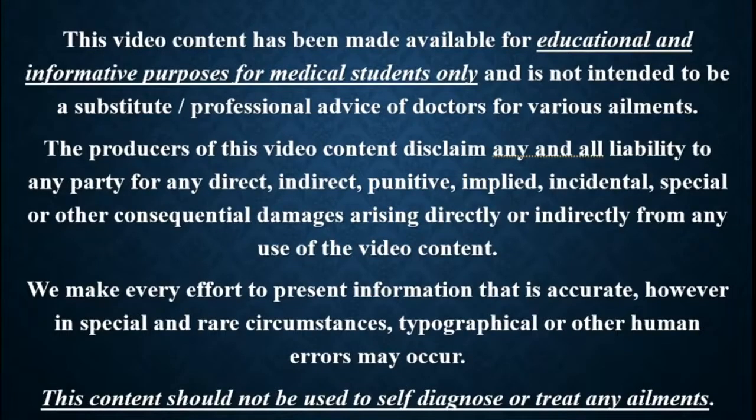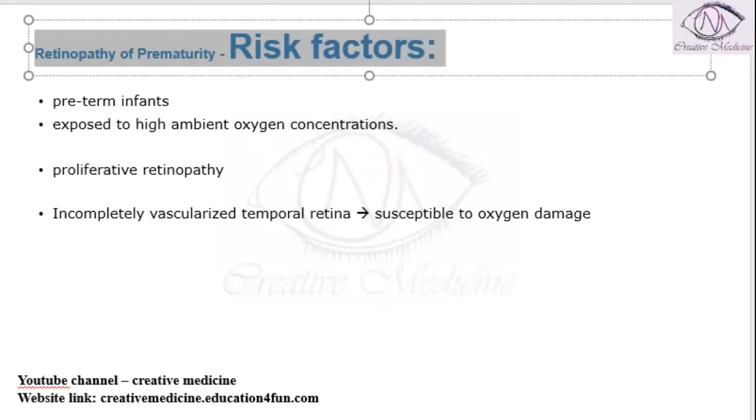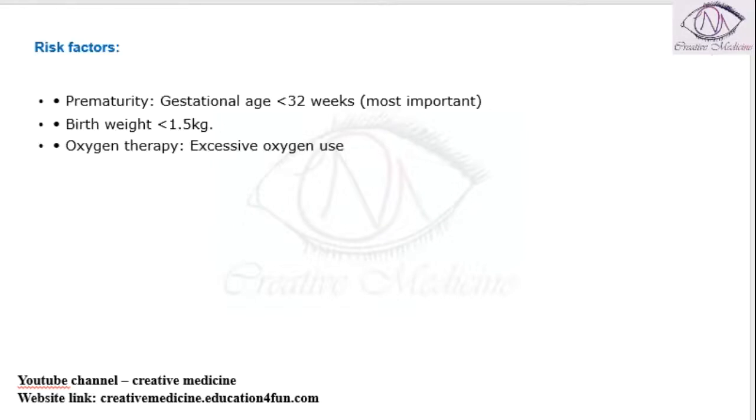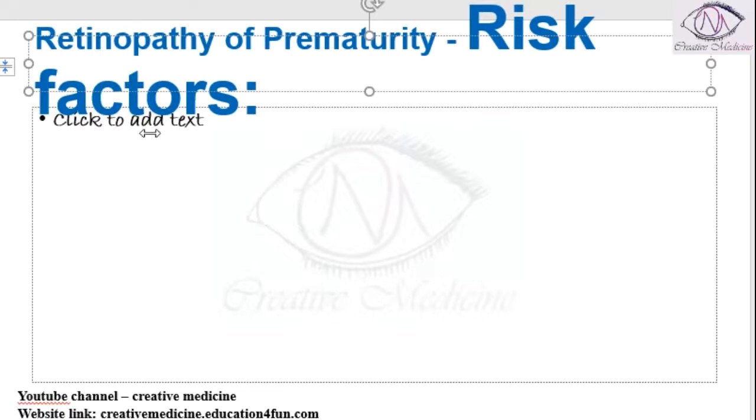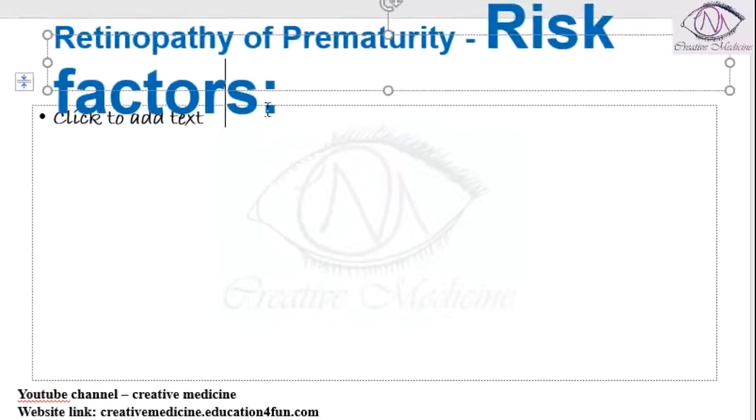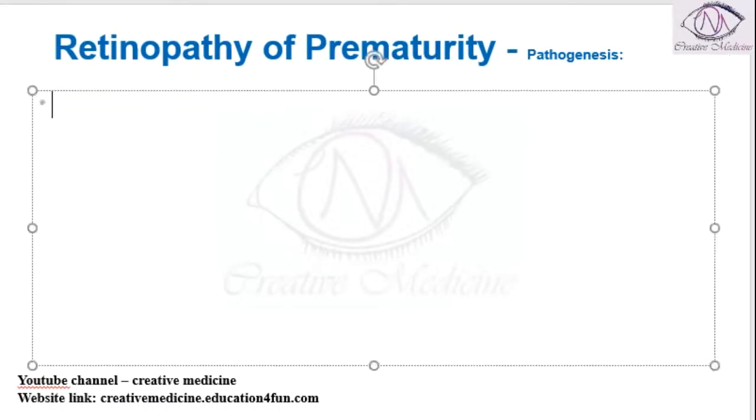In this lecture, we will learn about retinopathy of prematurity. If you see the pathogenesis or pathology of retinopathy of prematurity, number one, there is a preterm infant. Number one, there is a preterm infant who is exposed to oxygen concentration.